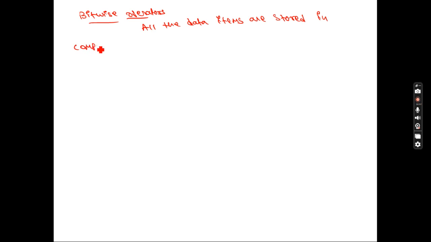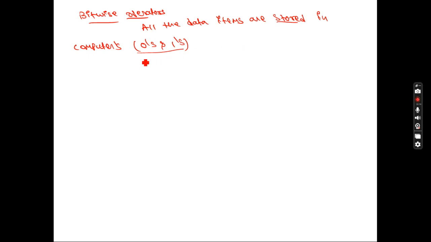I am writing here: bitwise operators. Please remember bitwise operators. What is the meaning of bitwise operators? All the data items are stored in computer memory. Whatever data we store in the computer is stored in the form of zeros and ones. Please remember this important point. Even if you store an image or any type of information, it is always stored in the form of zeros and ones.